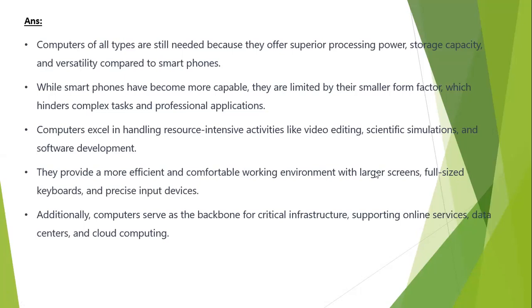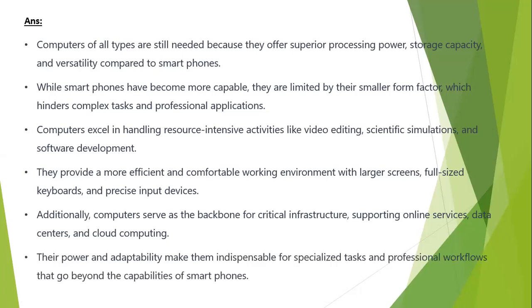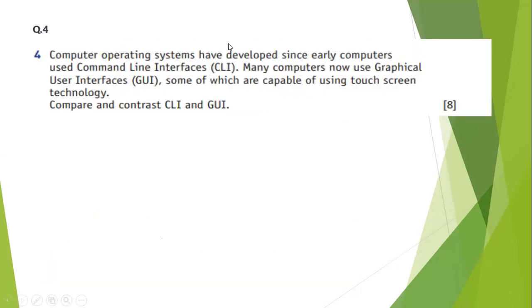Additionally, computers serve as a backbone for critical infrastructure supporting online services, data centers, and cloud. Computers can work as servers. They provide backup facilities and any other infrastructure required to run networks, internet activity, online services, and data centers, where huge data is stored. These kinds of activities could not be done by a smartphone. That is why we are still stuck with the computer, not with the smartphone. Their power and adaptability make them indispensable for specialized tasks and professional workflows that go beyond the capability of smartphones. Whatever other computers can do, it could not be done by a smartphone. So I hope this is clear.